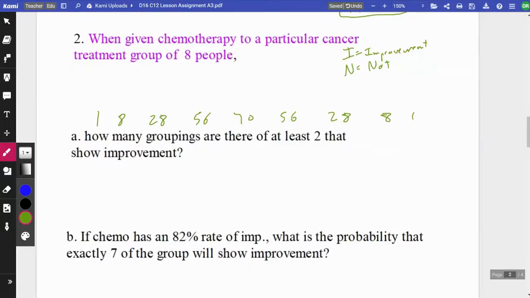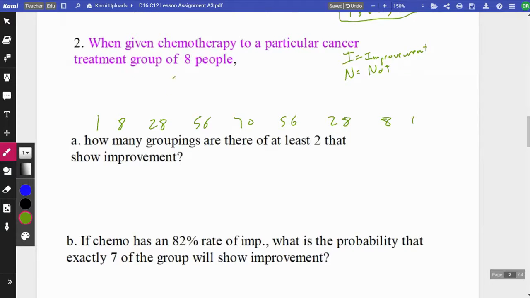All right, so if we expanded the binomial, 8 people, this would be I or N to the 8th. Those are the coefficients we'd get. How many groupings are there at least 2 that show improvement? Okay, so let's think about this a little bit. I'm going to work backwards.